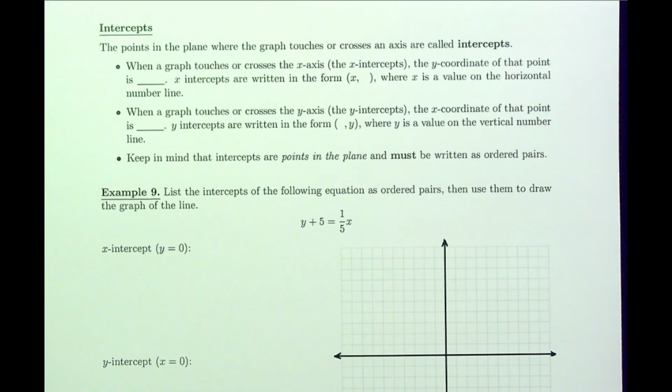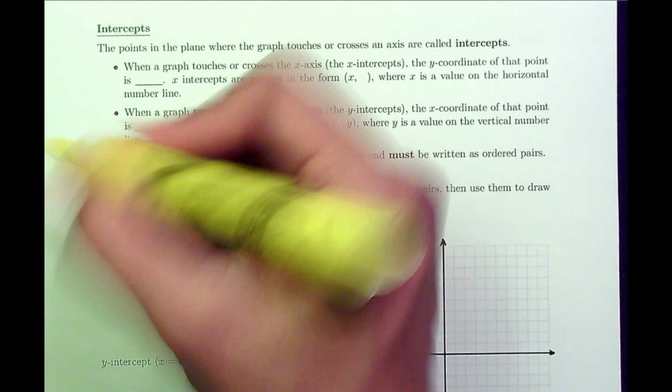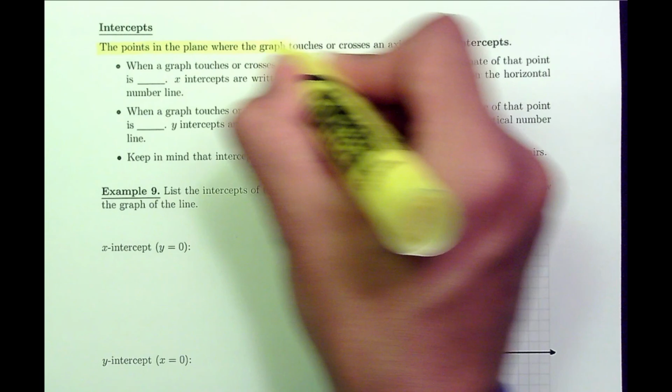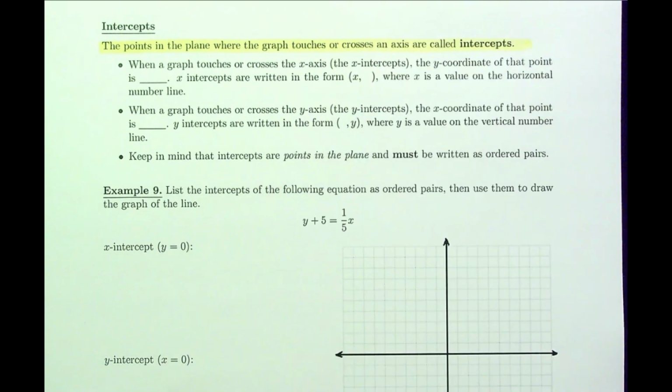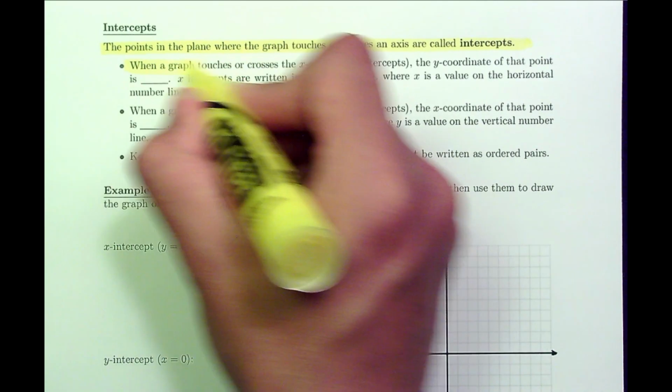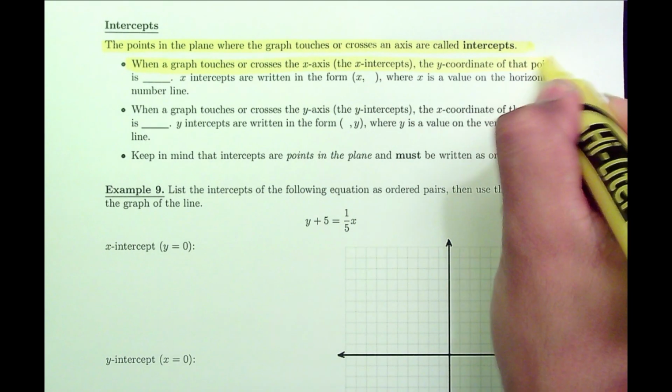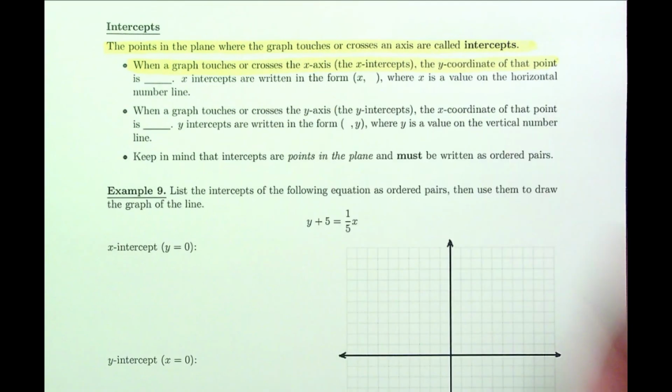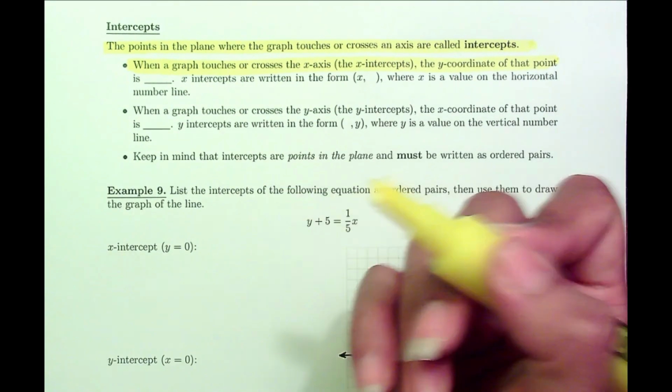That's for a line, okay? But you could talk about intercepts for any equation, for any graph. Okay, so what are the intercepts? The intercepts are just the points in the plane where the graph touches or crosses either of the axes, the x-axis or the y-axis. So if it crosses or touches the x-axis, it's going to be called an x-intercept. And if it touches or crosses the y-axis, it's going to be called a y-intercept.